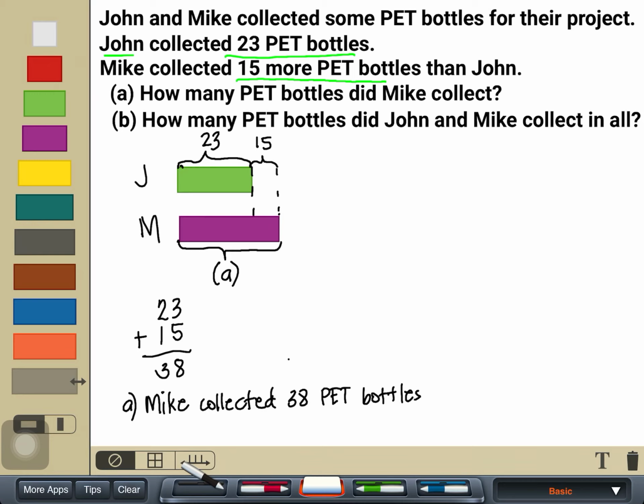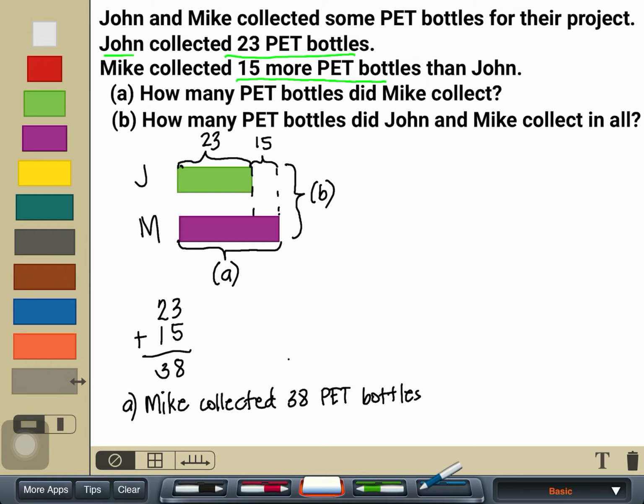Alright, now how are we going to answer letter B? Letter B is asking us how many PET bottles John and Mike collected in all. Based on our model, it will be this part. How many did they collect altogether? That's letter B. And how am I going to answer letter B? That is simply putting together what John has and Mike has. We know earlier that Mike collected 38 and John collected 23. So to answer letter B, we have to, again, add.